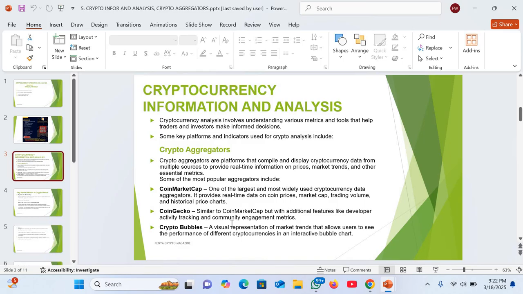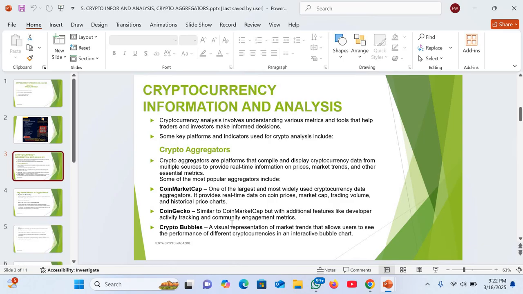CoinGecko is also quite a good source of crypto data. It also has the same features as CoinMarketCap, but again, it has some additional features, like sentiments, what the crypto community is saying about different cryptocurrencies. We also have another one called Crypto Bubbles. It is simply a visual presentation of market trends and how users can see the performance of different cryptocurrencies.